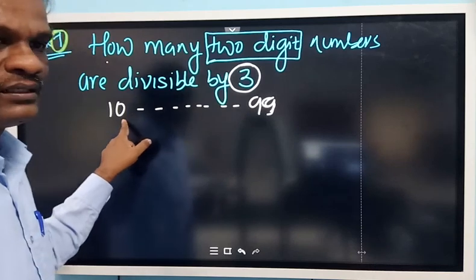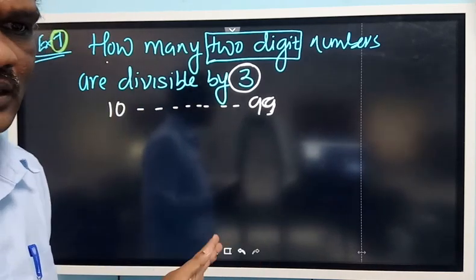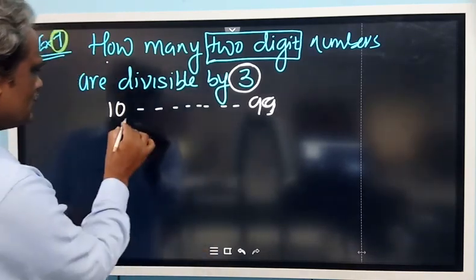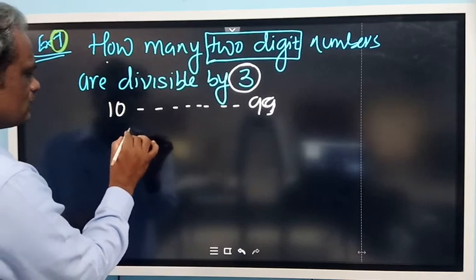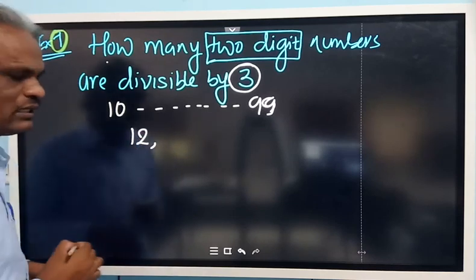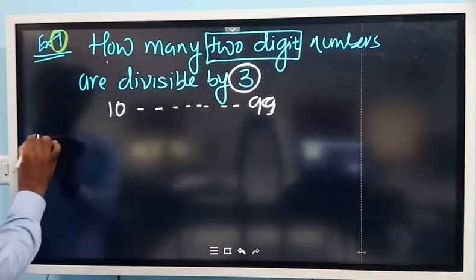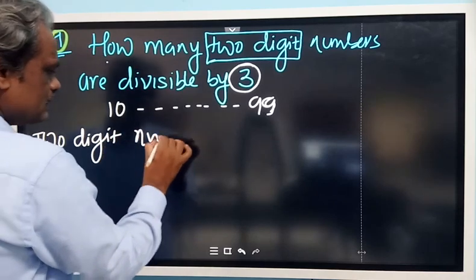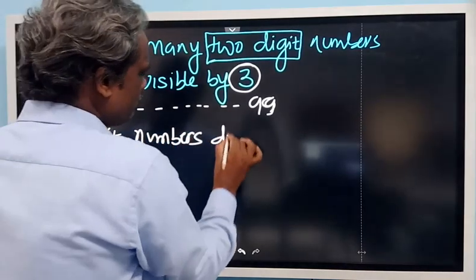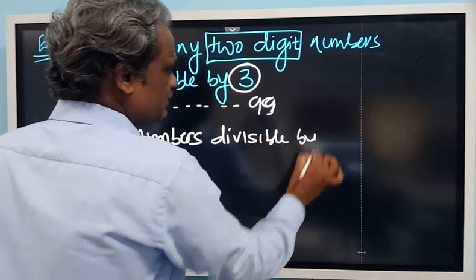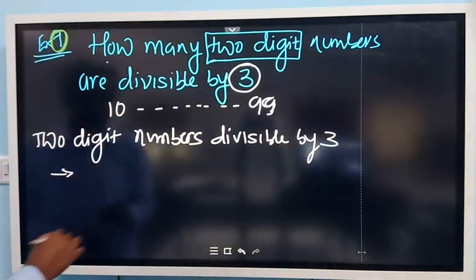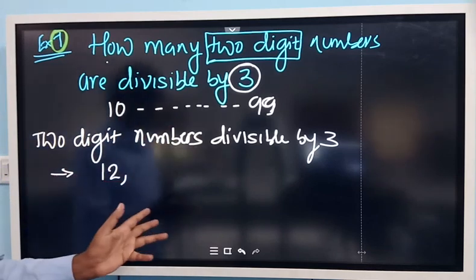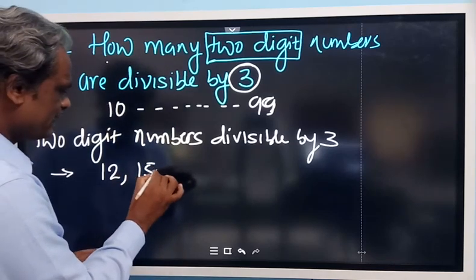10 is not divisible. The next number, 11, is also not divisible. What is the number which is actually divisible by 3? So 12 is the first number divisible by 3. So they are like this. 10 is not divisible, 11 is not divisible. 12 is divisible, 13 not possible, 14 not possible, 15. So like that it goes.